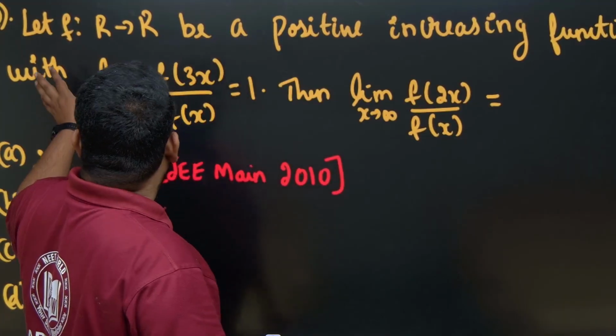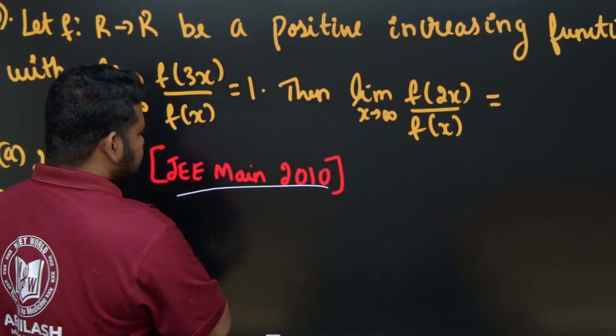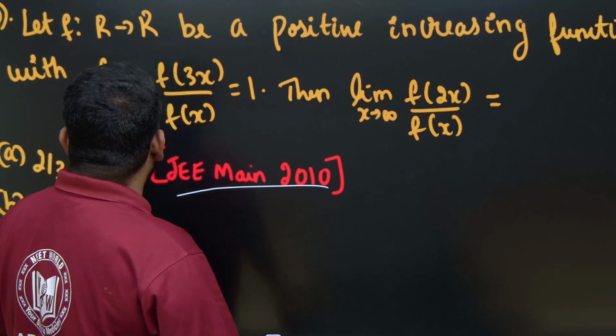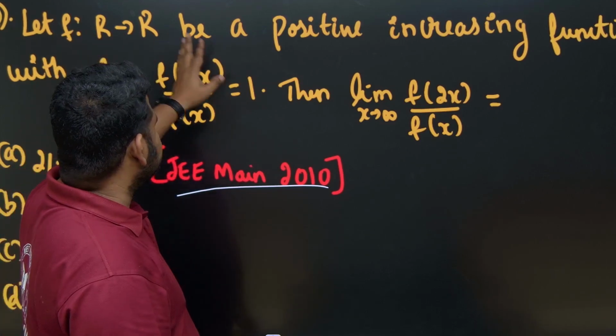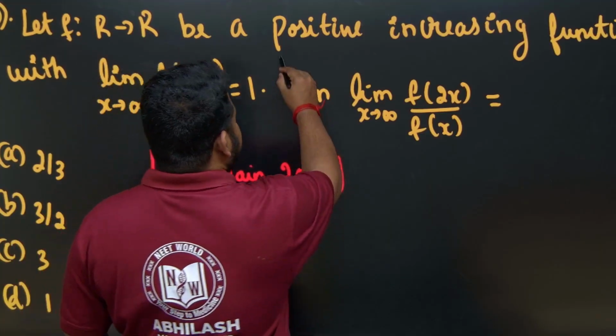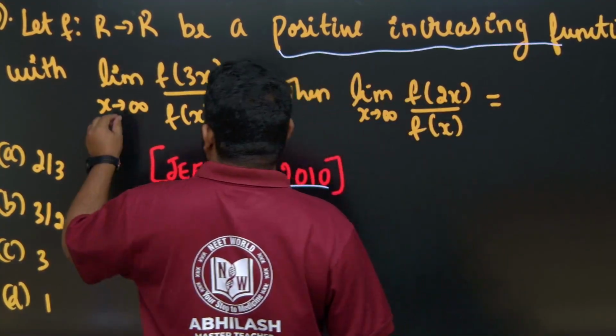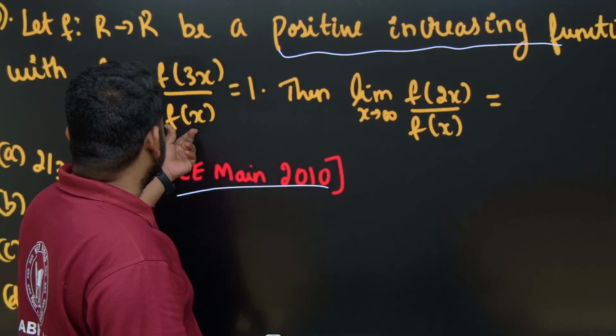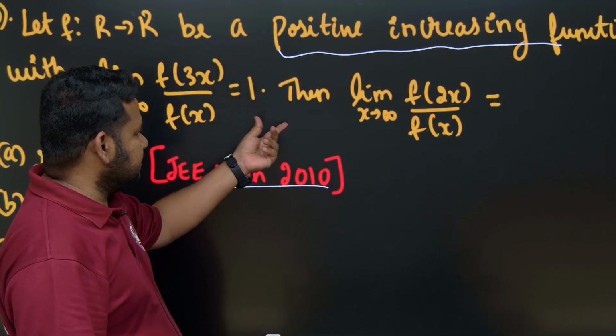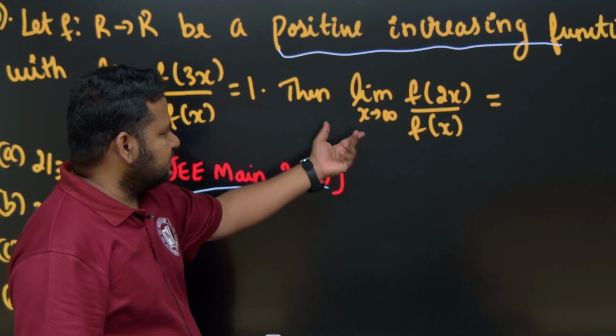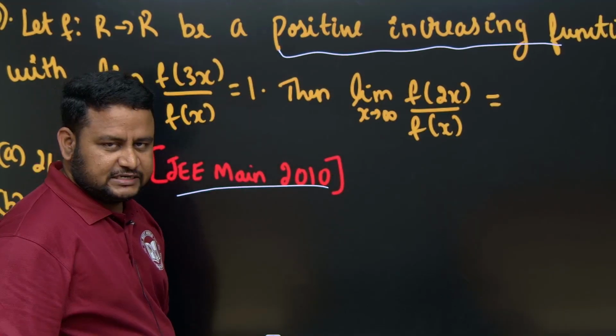Okay, this is asked in JEE Main 2010. Old question, no problem. Let f from R to R be a positive increasing function, with limit of f of 3x by f of x as x tends to infinity equal to 1. Then limit of f of 2x by f of x as x tends to infinity is equal to what? That is the question.